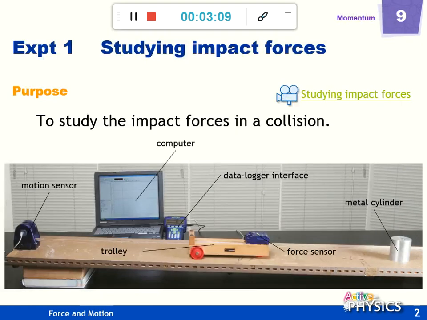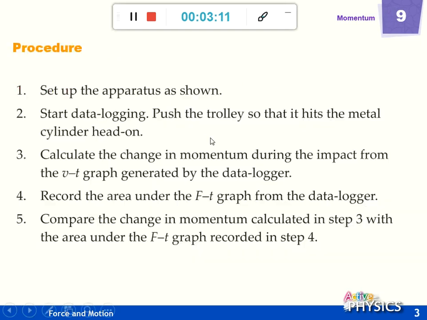Now keep going. For the procedure, you can look at the video. You can find that we want to get the v-t graph using the motion sensor. We also want to have an F-t graph, using the force sensor.